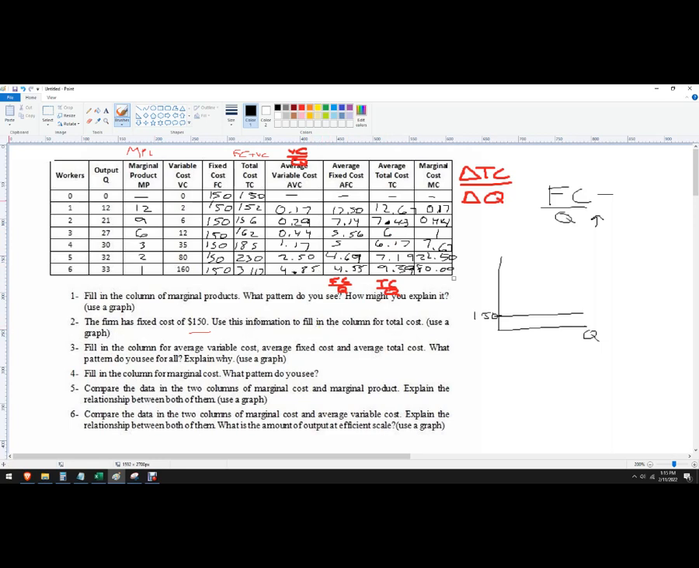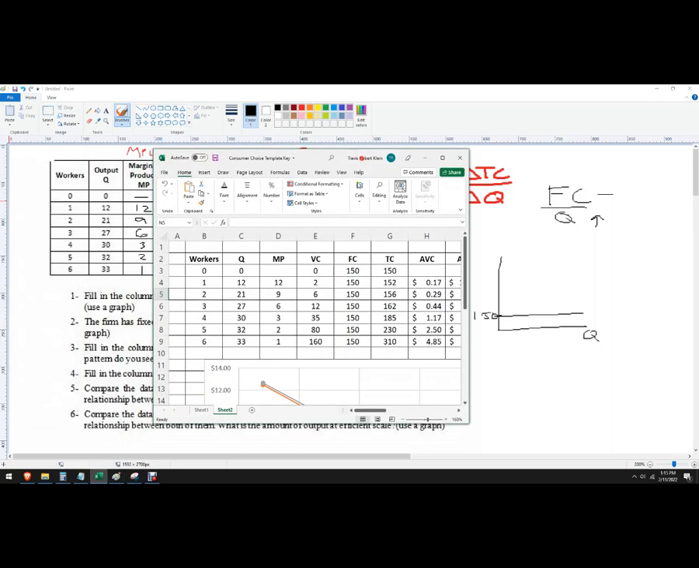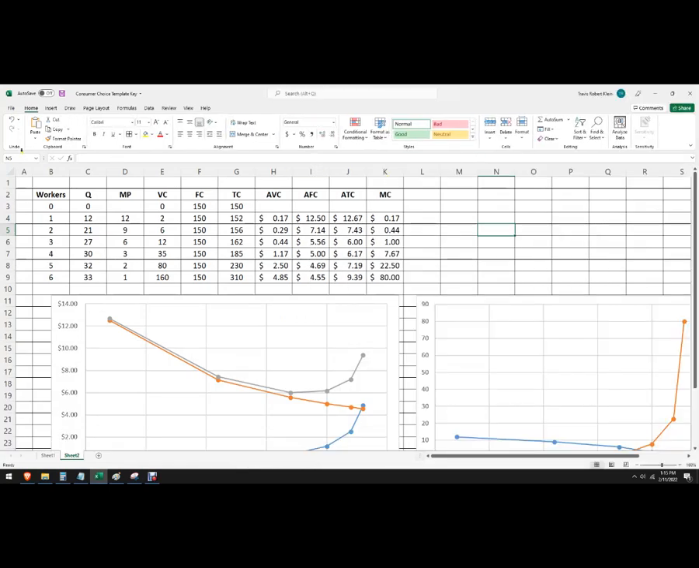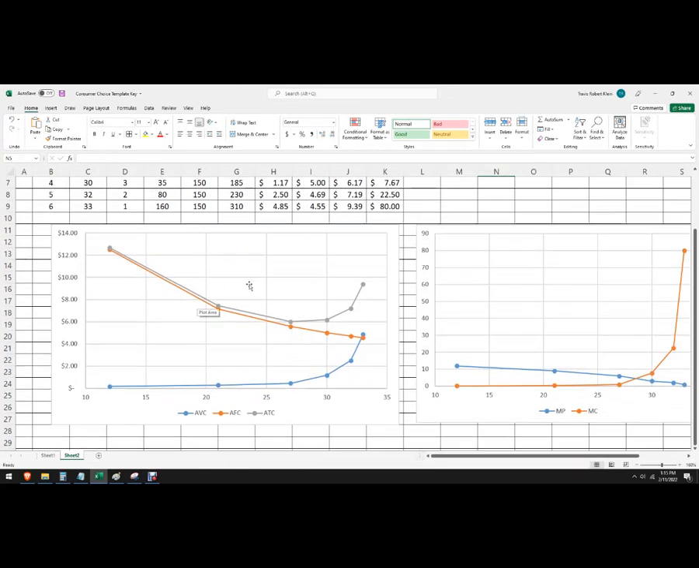If I were to graph that, it would look like this. I made all of this in a spreadsheet. So here are all three of them. You can see average variable cost starts off pretty low and then eventually it passes average fixed cost. This is average total cost. Another pattern you can recognize is the distance between here and here, which is the average variable cost, is the same as the distance between here and here. And that's because if I add average variable cost plus average fixed cost, I get average total cost.